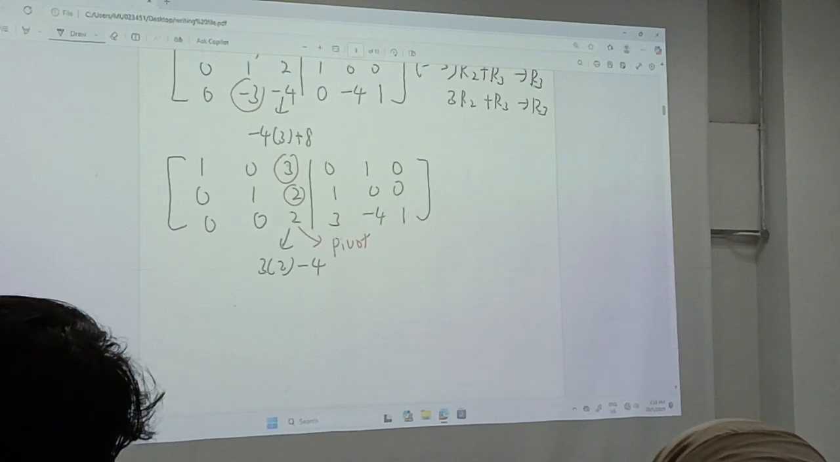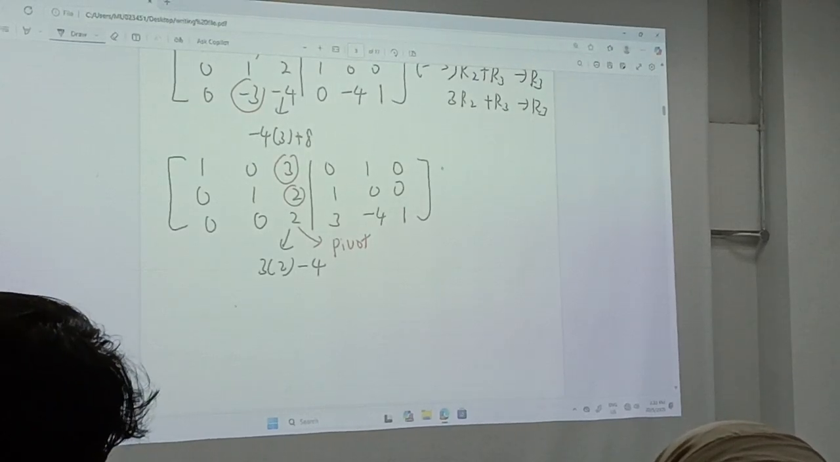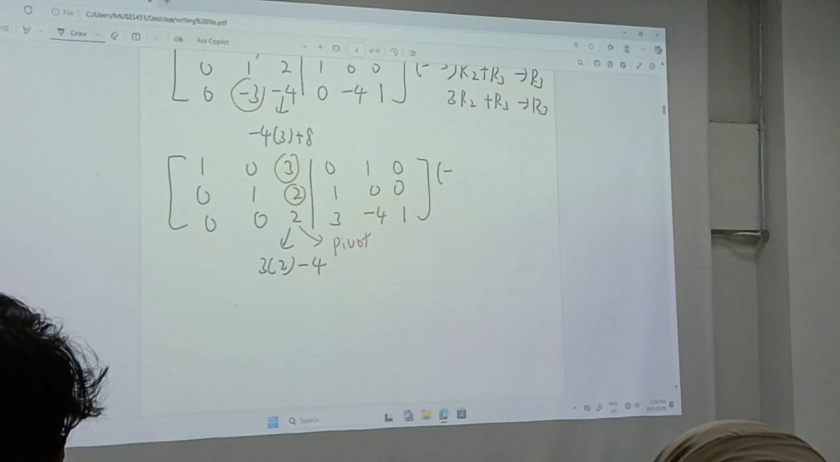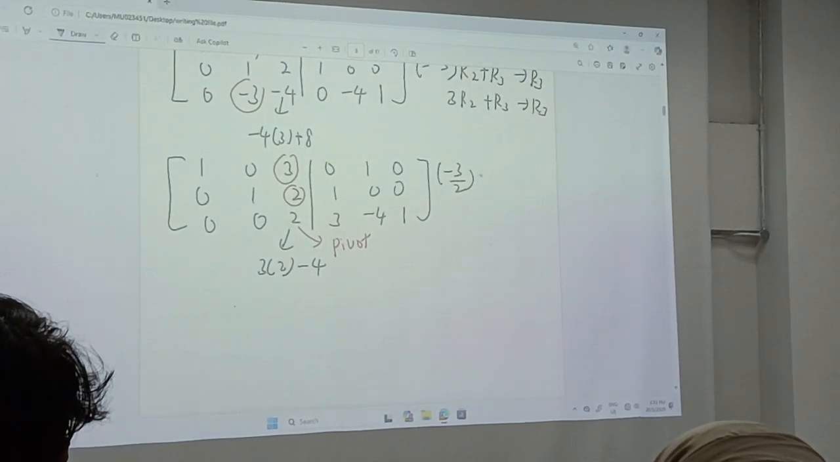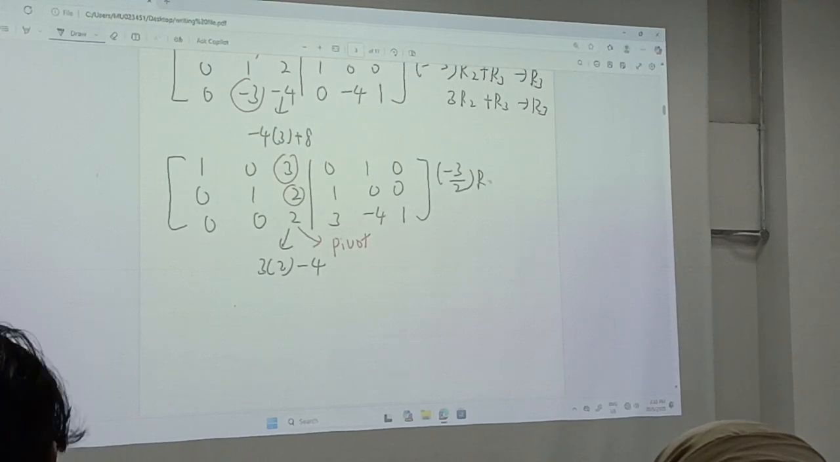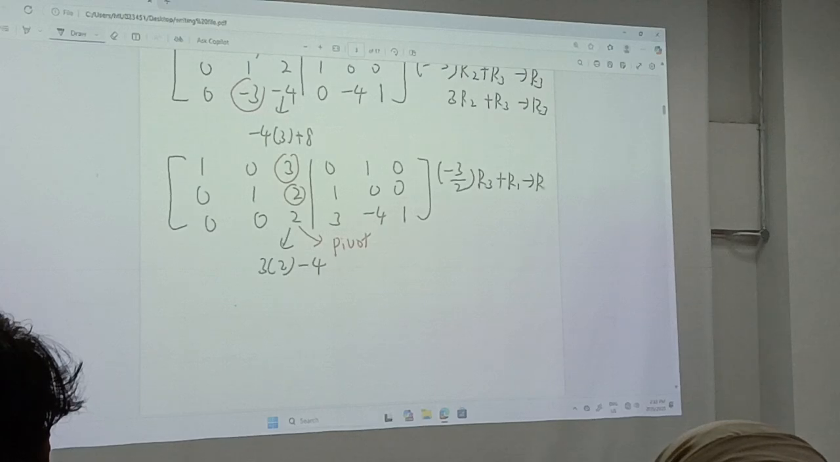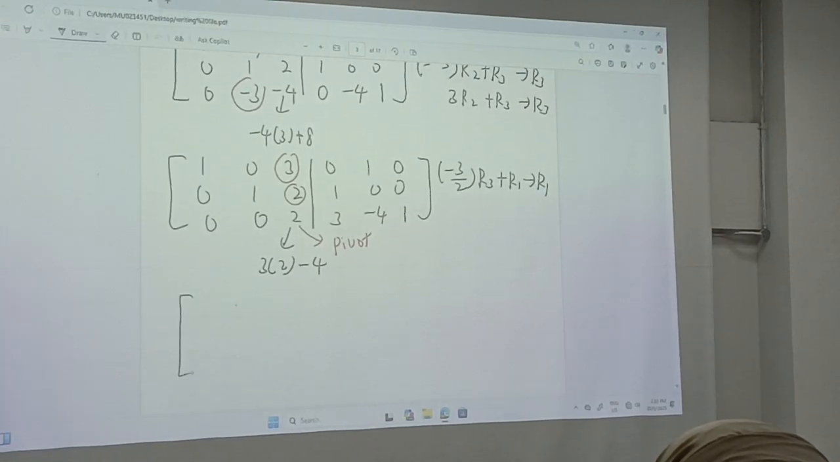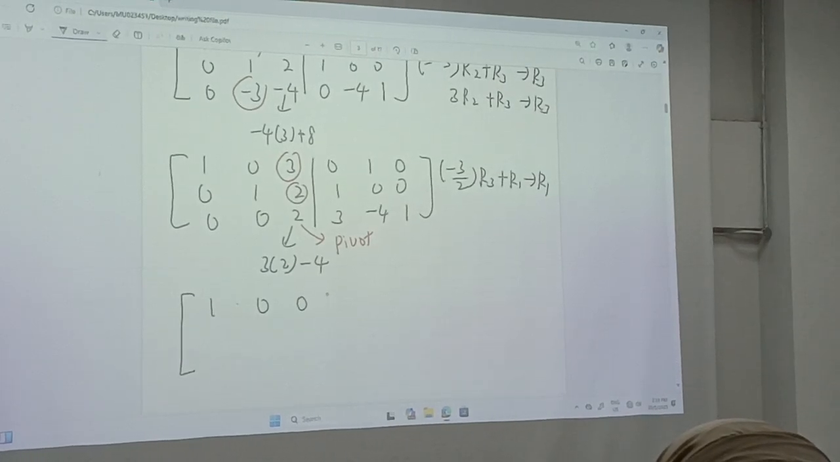So first we try to eliminate 3. So negative elimination element equal to 3. Pivot equal to 2. Pivot row will be R3 plus elimination row R1, to produce a new R1. So as a result, this 3 will turn to 0.